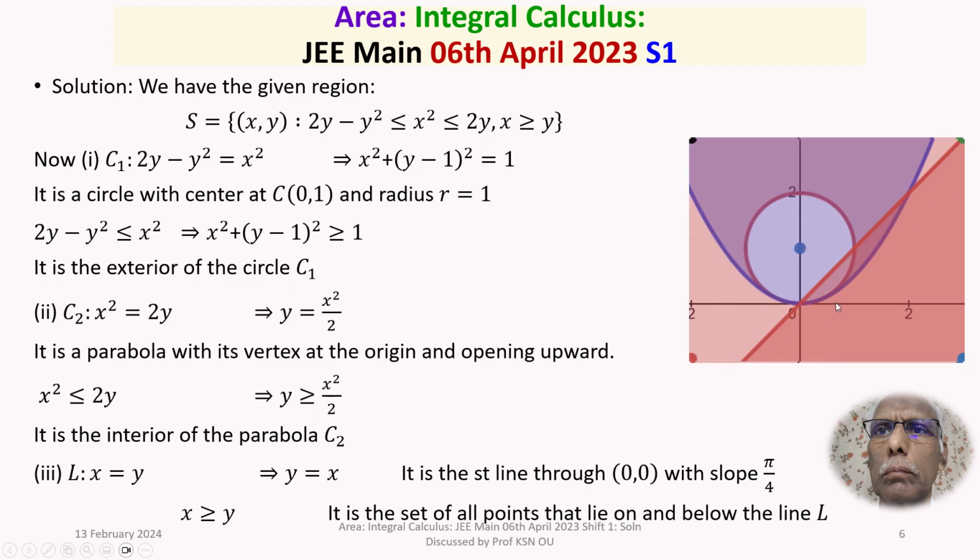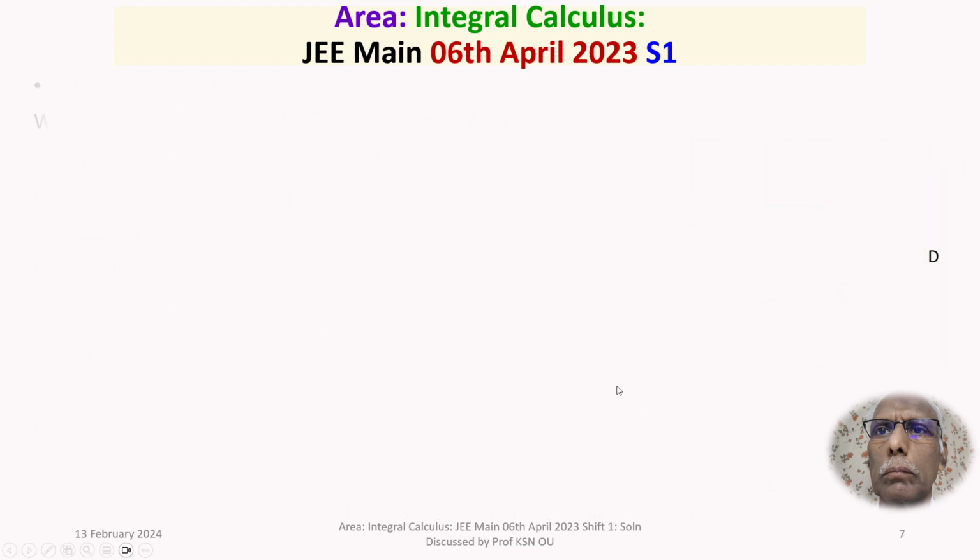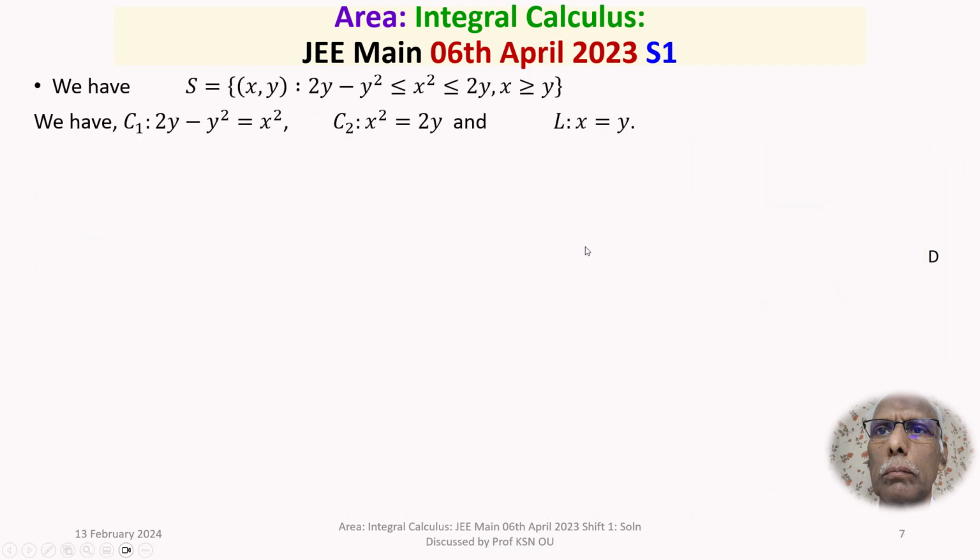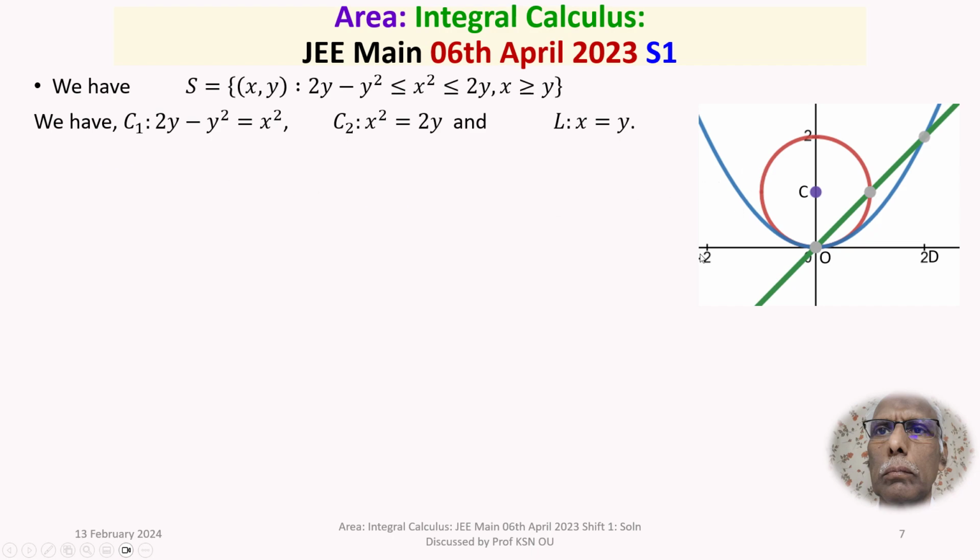Now the common portion to these three regions is this region. I'll show you in the shaded region. So this is the shaded region, the region S we are talking about, whose area is to be found out. So we continue in the next slide, wherein we find out the points of intersection.